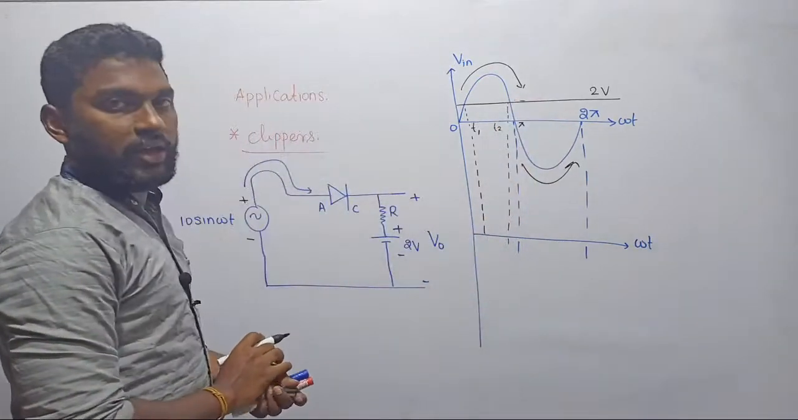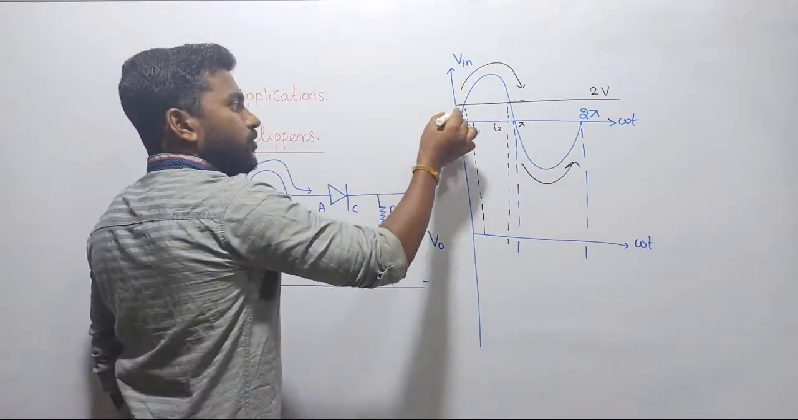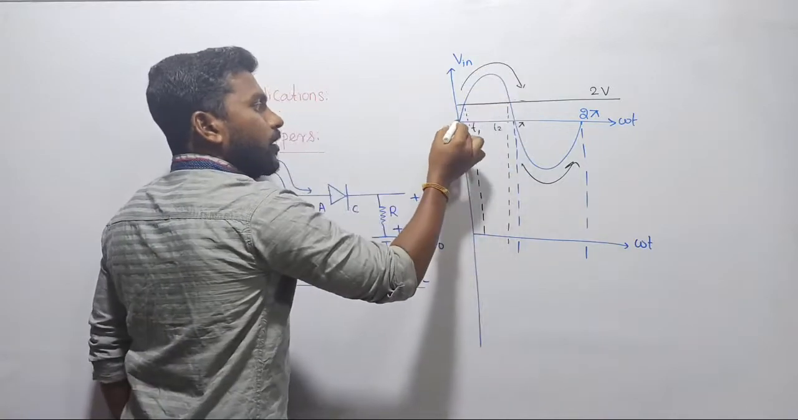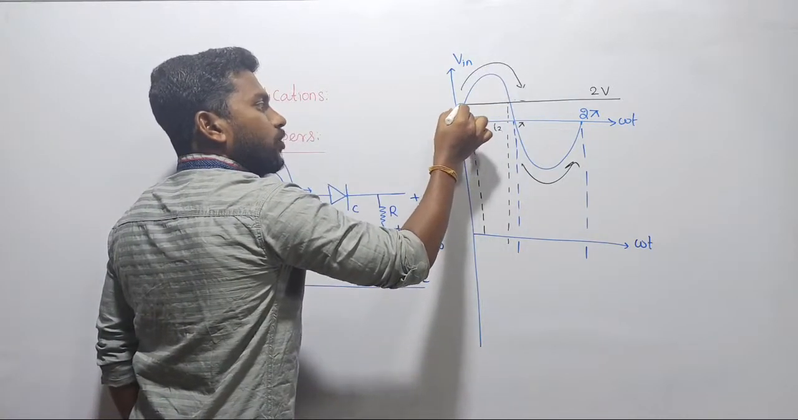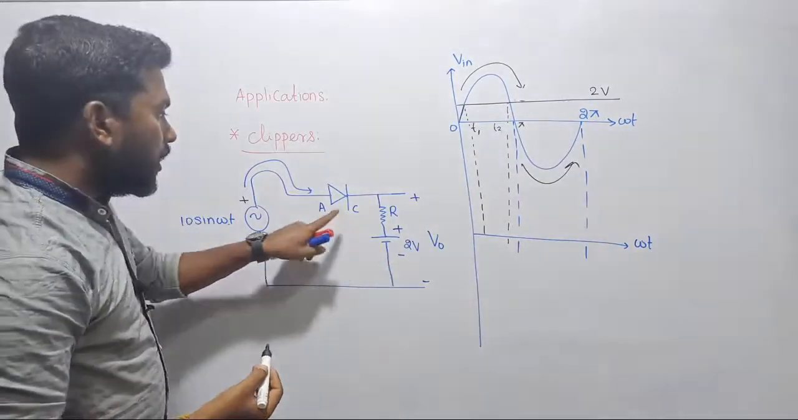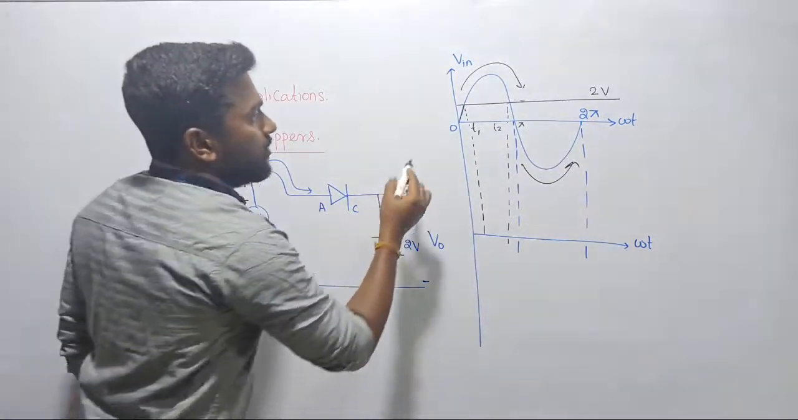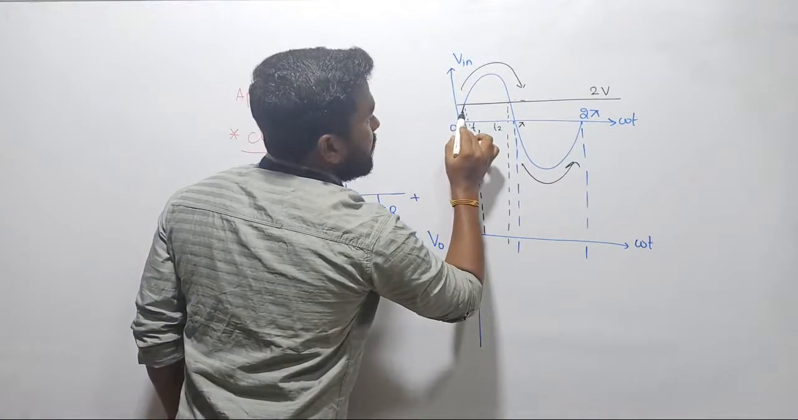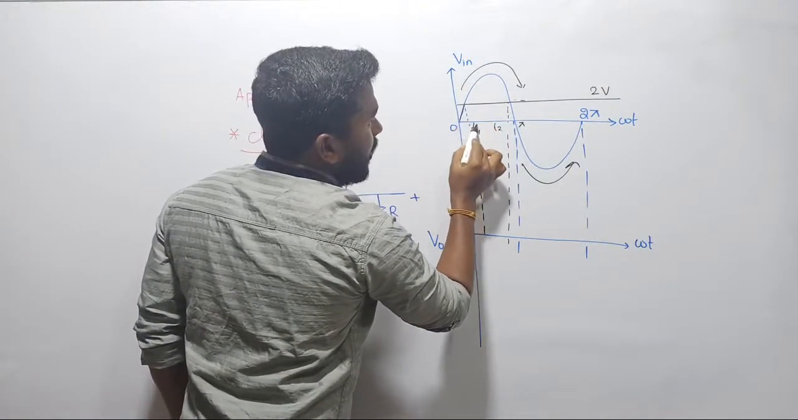Let us start our journey here. Listen guys, observe carefully. See there, in the positive half cycle, this is the anode voltage and this is your cathode voltage, correct? Cathode is connected with the 2 volt battery, anode is connected with the supply. Now your supply voltage keeps on rising, exactly at omega t equal to T1.